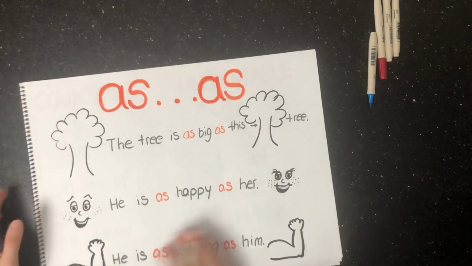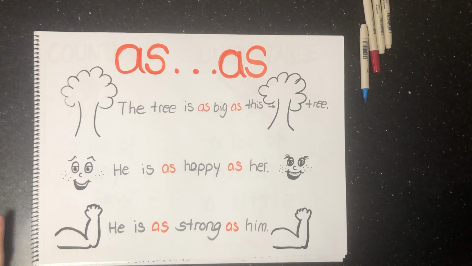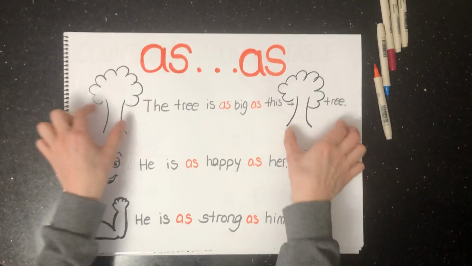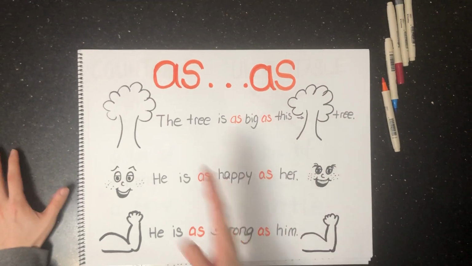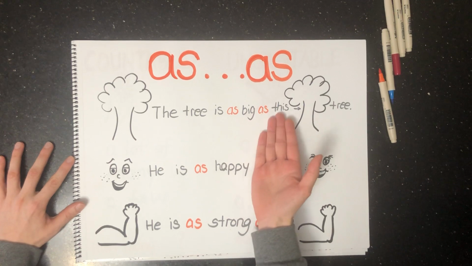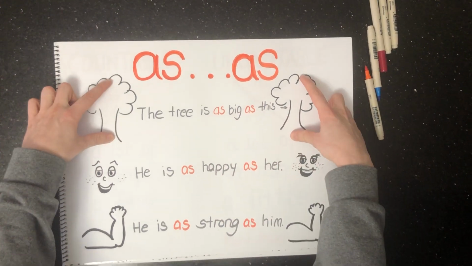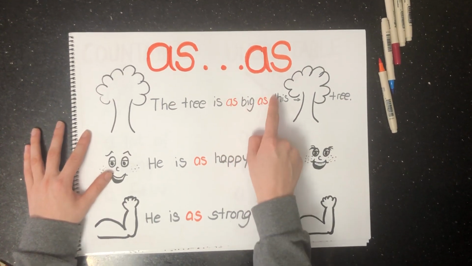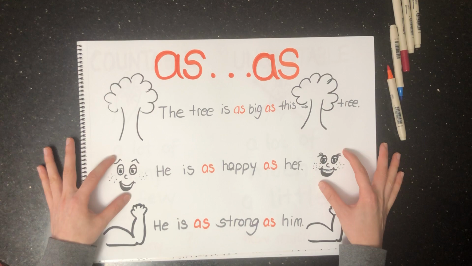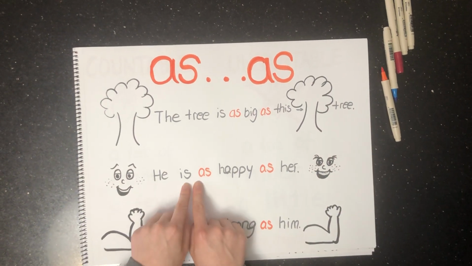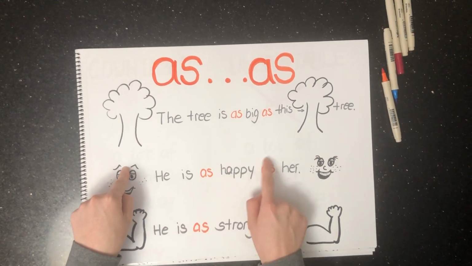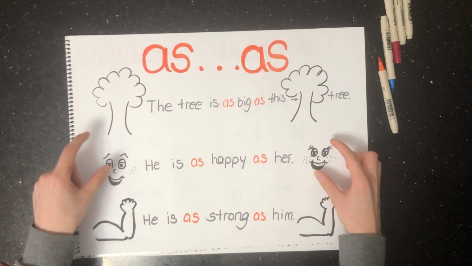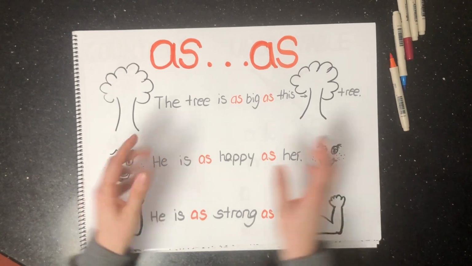And the next page is about the as... as. So I think you remember as... as. We use the as... as for things which are the same or almost the same. Okay, the tree is as big as this tree. They are the same. If I want to say that they are the same, I use as, adjective plus as. Here, they are smiling. Both of them are smiling. He is as happy as her. Okay, again, we have the same 2 people who are happy.